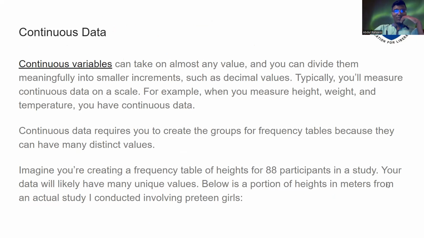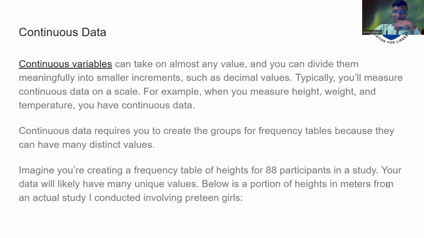Continuous data. Continuous variables can take almost any value. You can divide them meaningfully into smaller increments, such as decimal values. Typically, you will measure continuous data on a scale. For example, when you measure height, weight, and temperature, you have continuous data. Continuous data requires you to create the groups for frequency tables because they can have many distinct values.